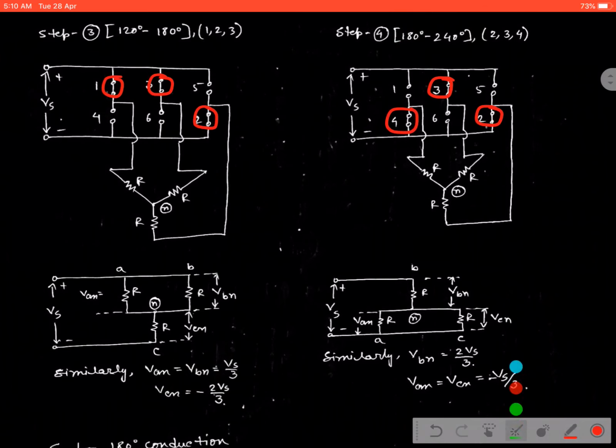state. So for this purpose, again we can say this is the equivalent circuit diagram.